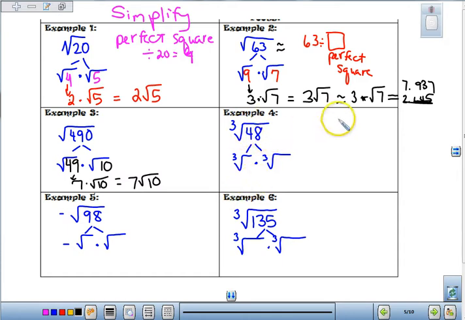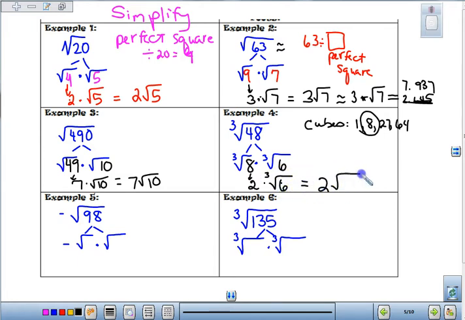If you think about 48, now remember, here we're looking at cubes. So if we think about our perfect cubes, remember it was 1, and then 8, and then 27, and then 64. So which of these can divide into 48? 8 can. So we're going to take the cube root of 8 times 8 times 6 gives us 48. So the cube root of 8 is 2 times the cube root of 6. Our answer is 2 times the cube root of 6. A lot of times they don't put the dot for multiplication, they leave it that way.